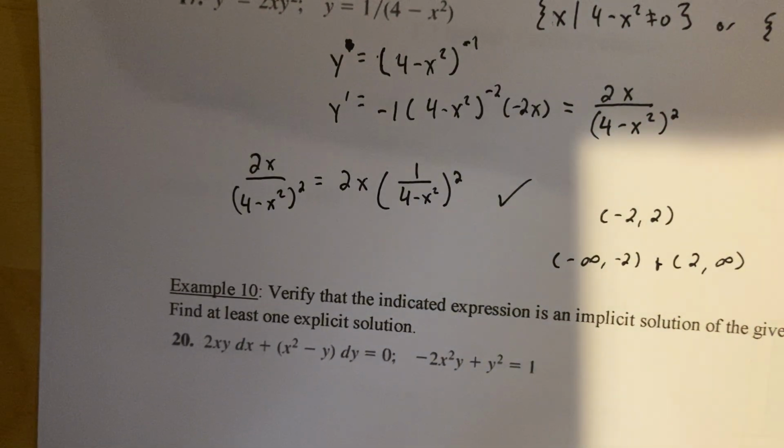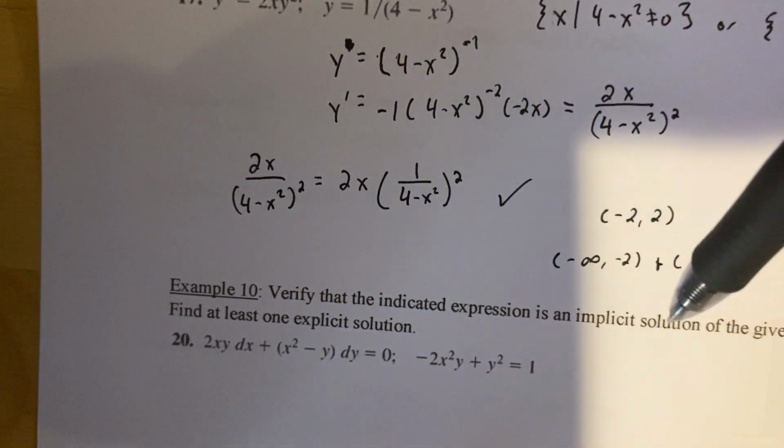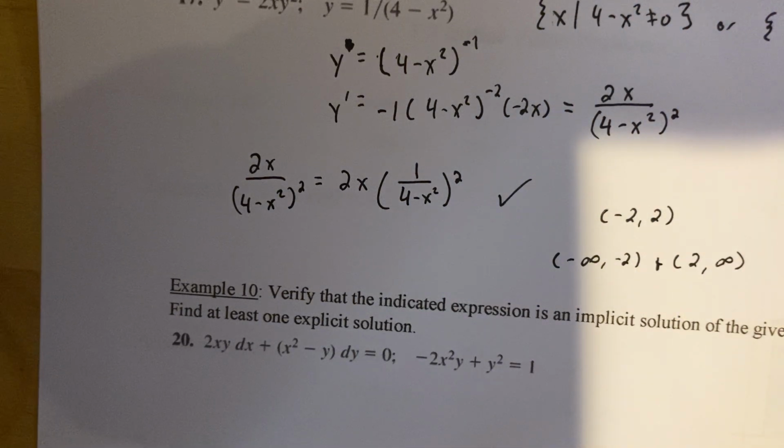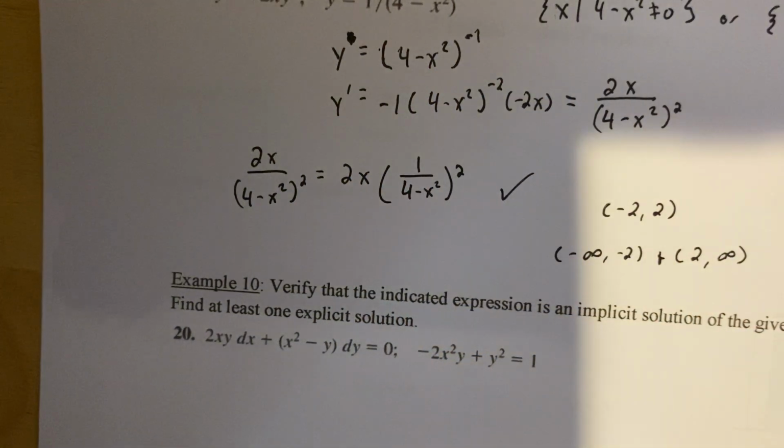All right, the last one that we're going to take is example 10. We're going to verify that the indicated expression is an implicit solution of the given first order differential equation, and then find at least one explicit solution.